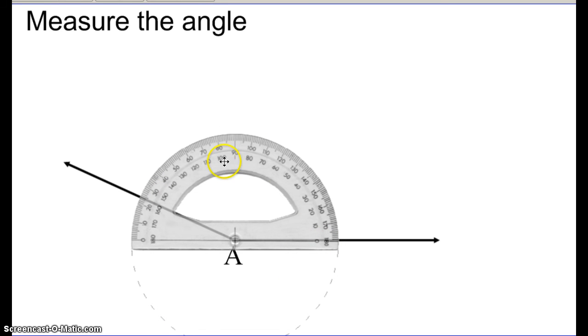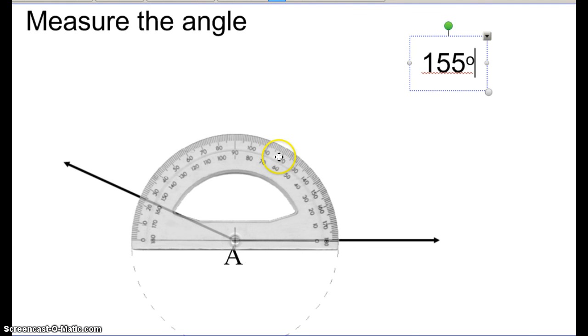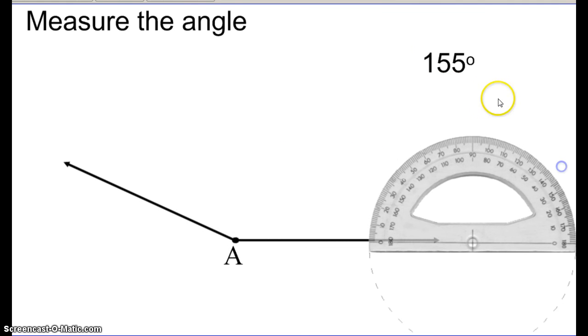So I get to 90, 100, 110, 120, 130, 140, 150, and 160's here. It looks like it's right on the hash mark in between. So 155 degrees. You always want your degree symbol because that's what angles are measured in. So this is approximately 155 degrees. All right, thank you.